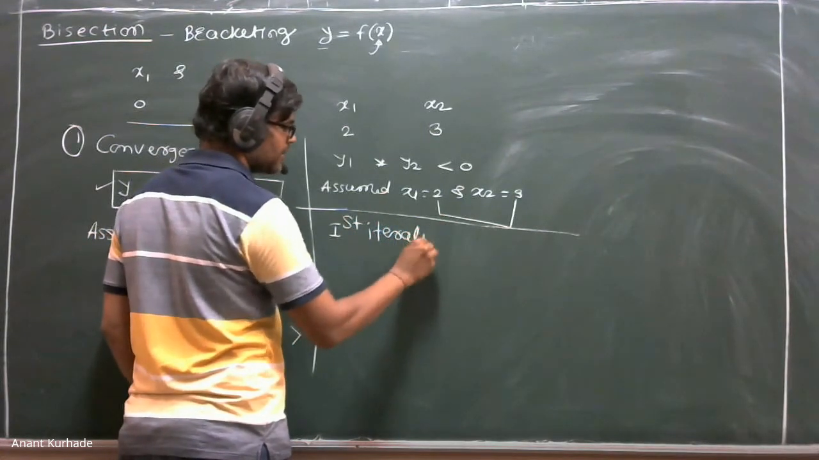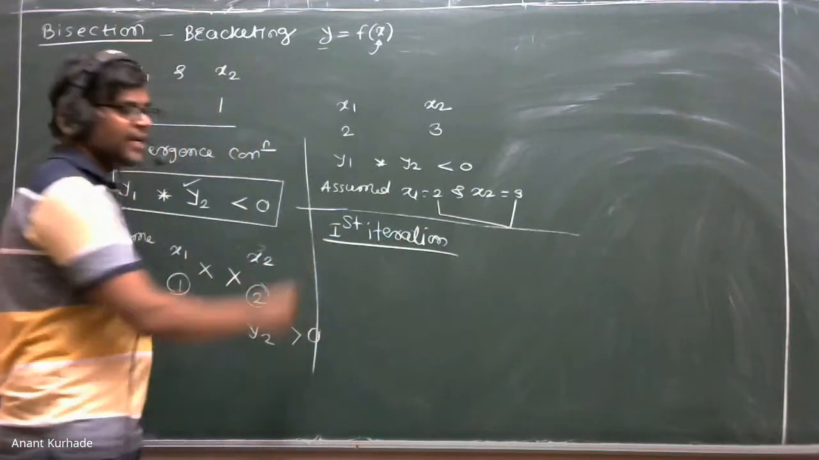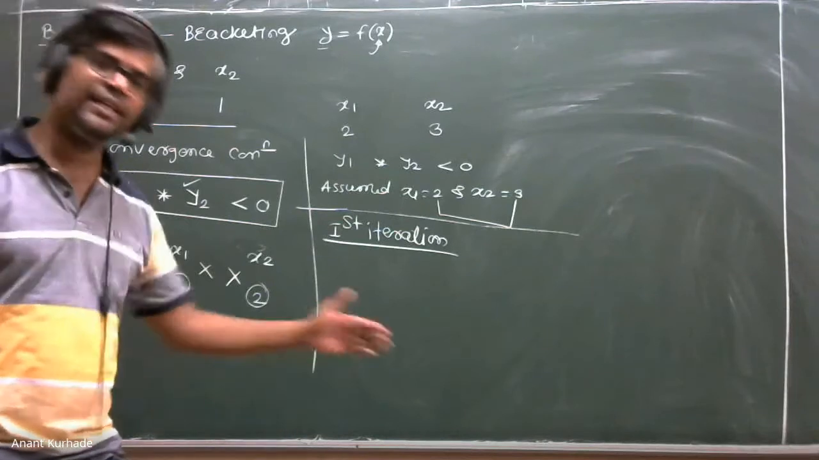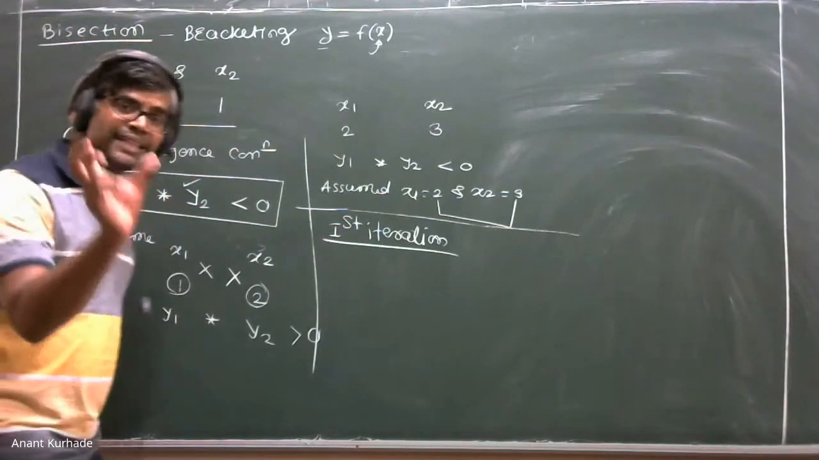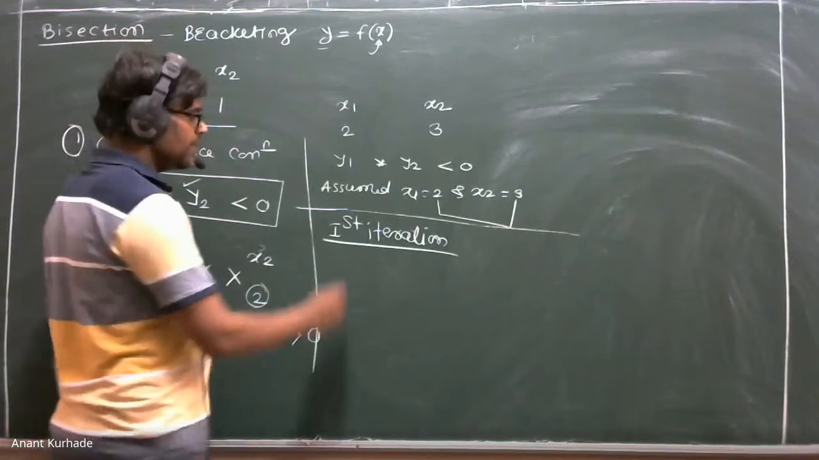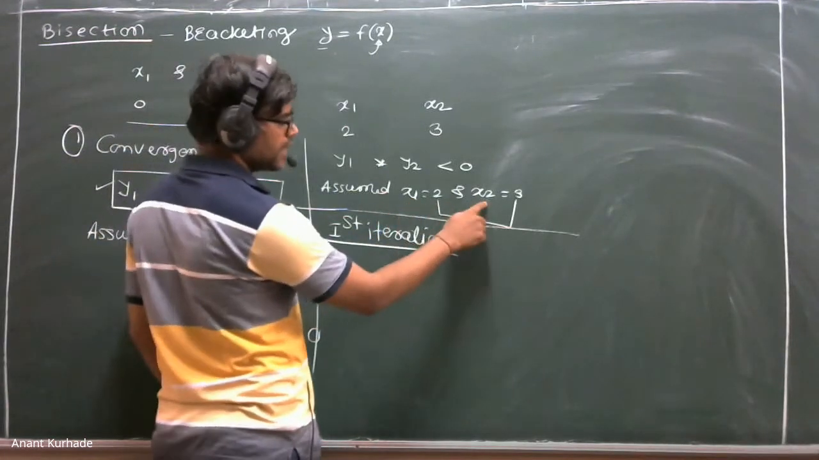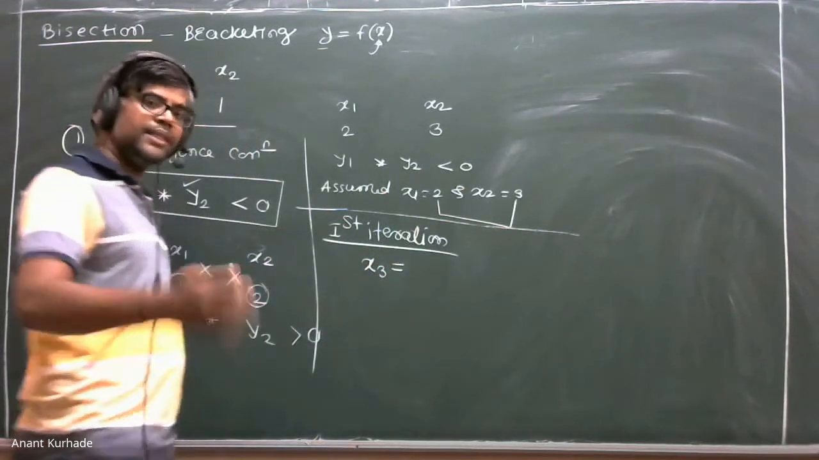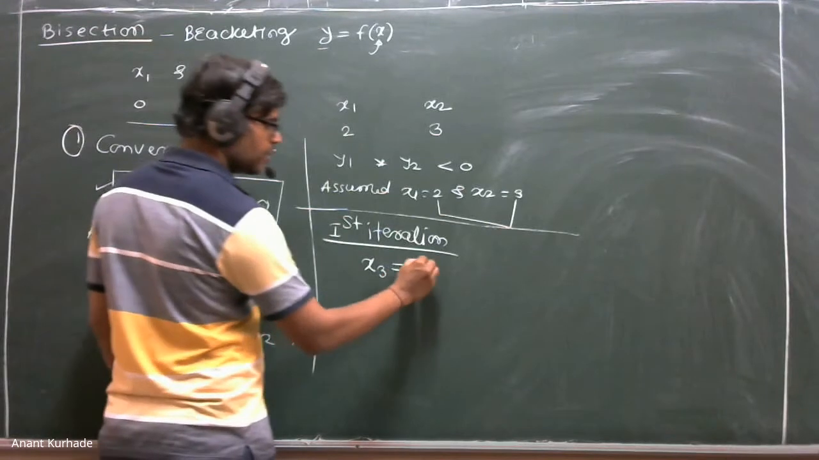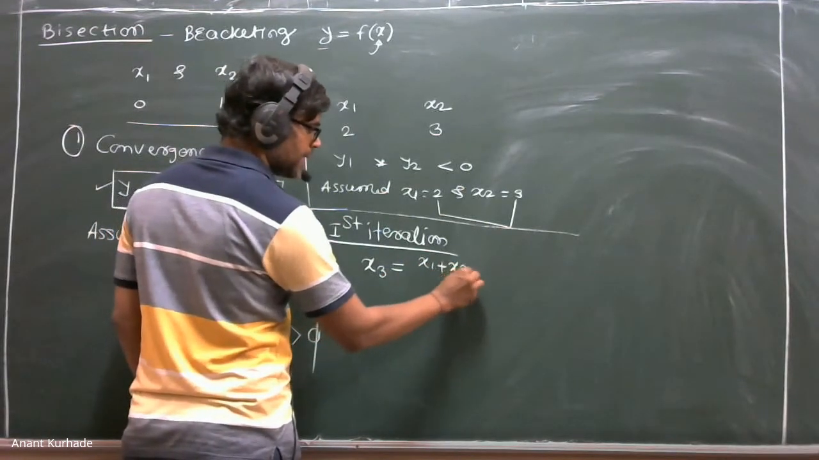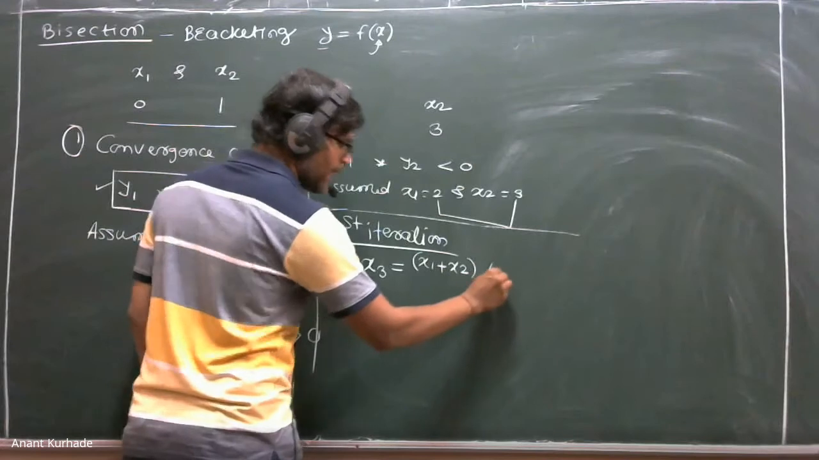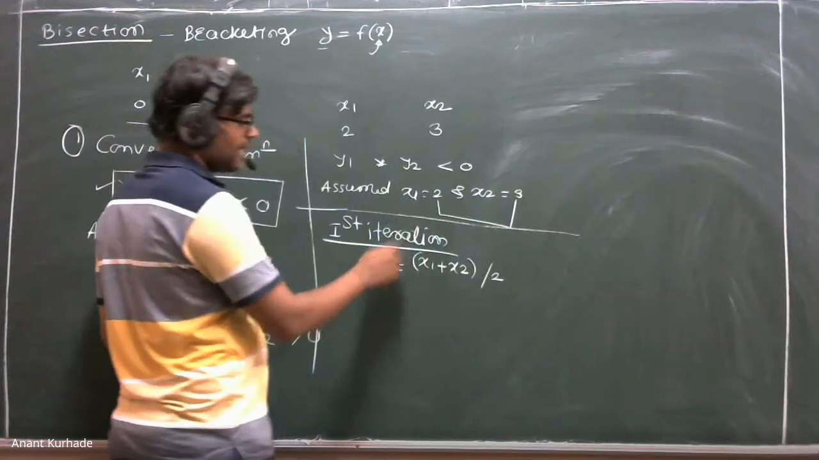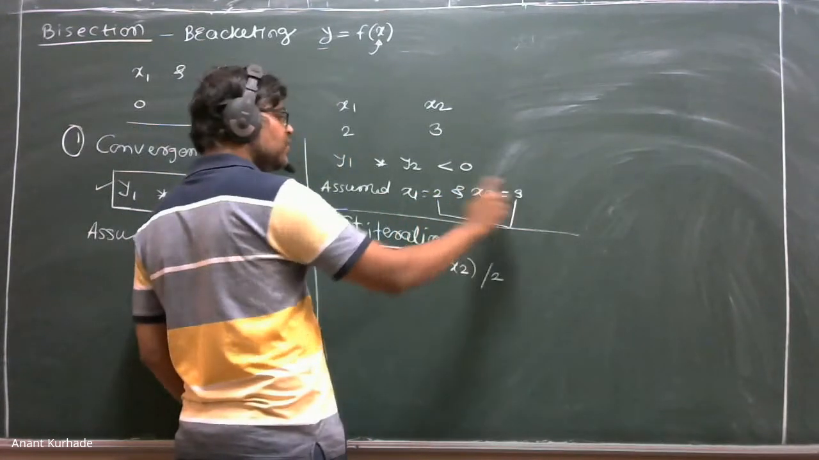First iteration. As the name indicates, bi means 2 guesses. Yes, these 2 guesses are correct, then bisect those 2 values or bisect that interval, x1 and x2. So your iterative formula will start with x3. Iteration means repeated task. x3 is equal to x1 plus x2, whole bracket divided by 2. That means we have bisected or divided this interval 2 and 3.